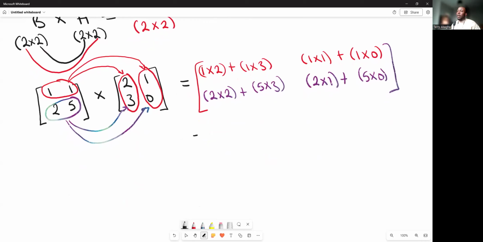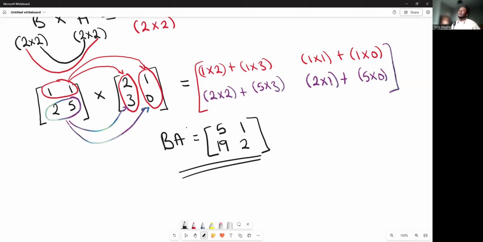So the first one we have, 2 times 1 will give you 2. 2 plus 3 will give you 5. 1 times 1 will give you 1. 1 times 0 will give you 0. So it will give you 1. 2 times 2 will give you 4. 5 times 3 will give you 15. So 4 plus 15 is going to give you 19. 2 times 1 is going to give you 2. 5 times 0 will give you 0. So it's going to give us 2. So therefore now we can say BA is equal to 5, 1, 19, and 2.